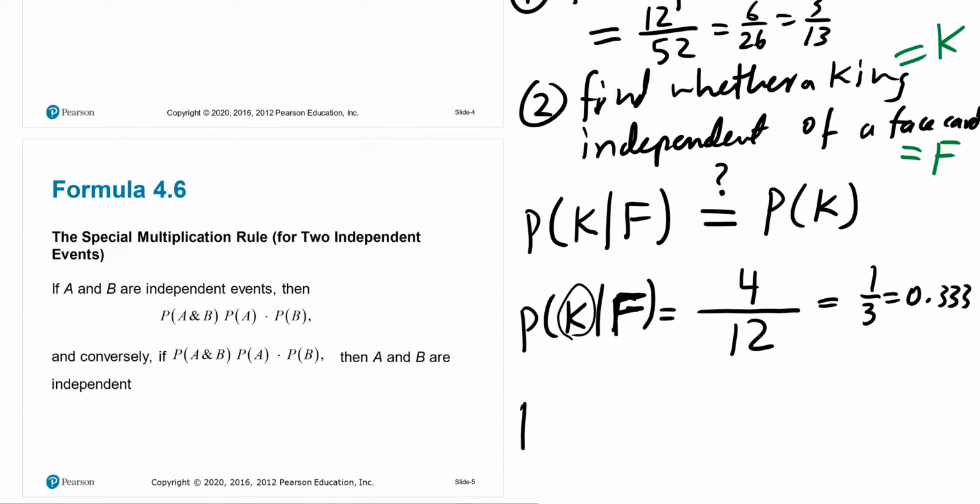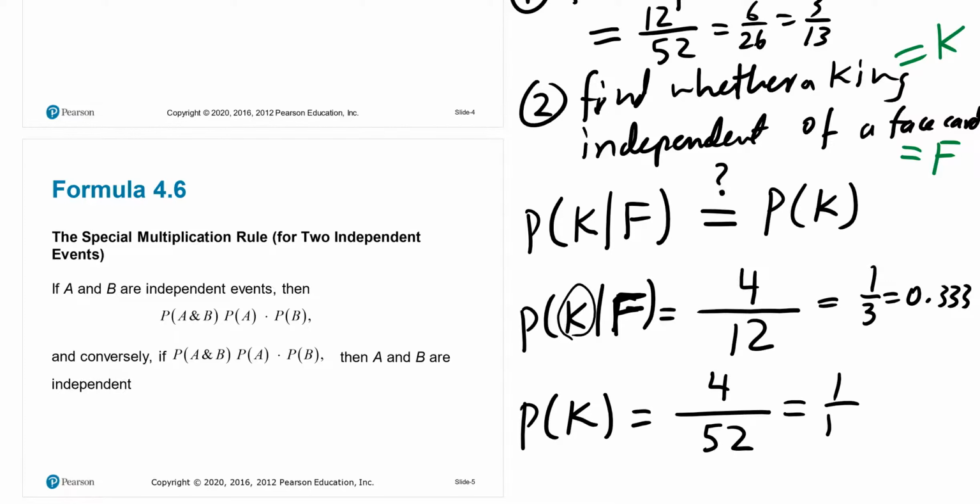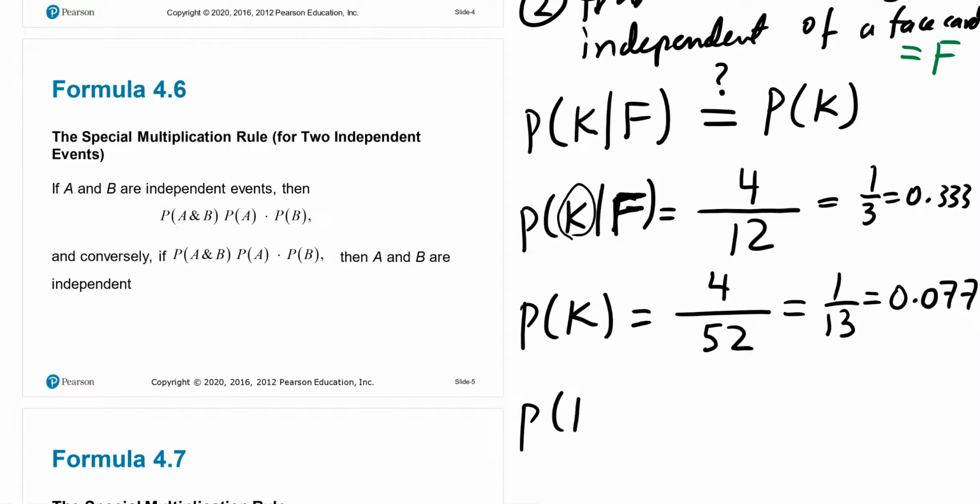What about the probability of king, withdrawing a king? Withdrawing a king, how many kings are there? There's 4. Over how many? 52. So this simplifies to 1 over 13, which is 0.077. They're not the same. The probability that K given F is not the same as the probability of K.